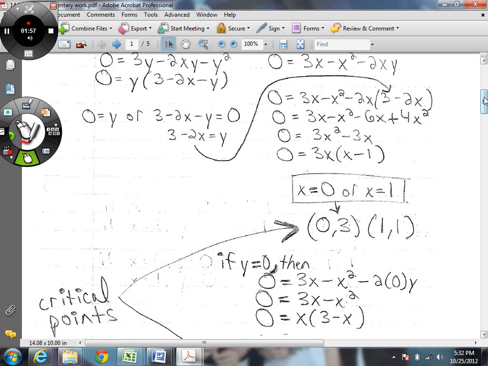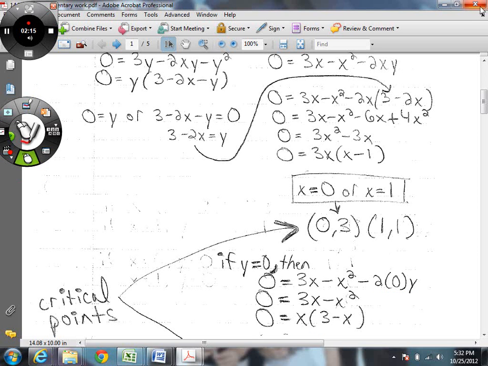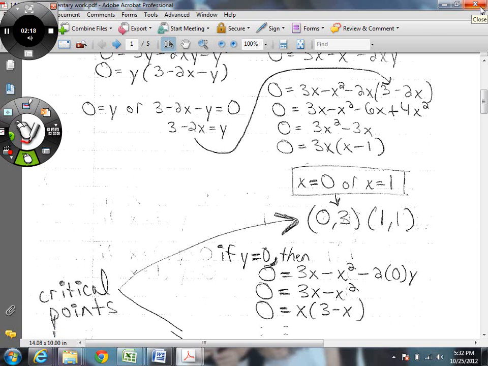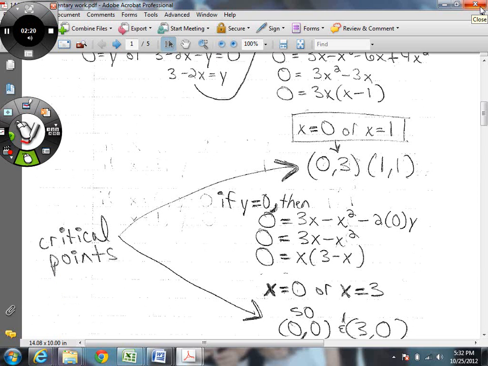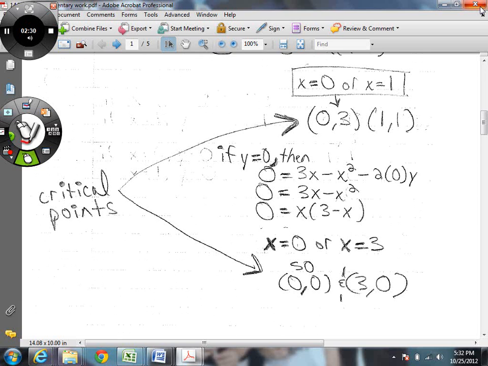Okay, so then we get this here. Plug in a 0 right there. This is really funky. Alright, so plug in a 0 right there, and we get an expression. You can see from that we're going to end up getting x equals 0, and x equals 3. So when we plug those back in, we already knew that the y value was 0, so we got 0, 0, and 3, 0. So we got those critical points to check out.